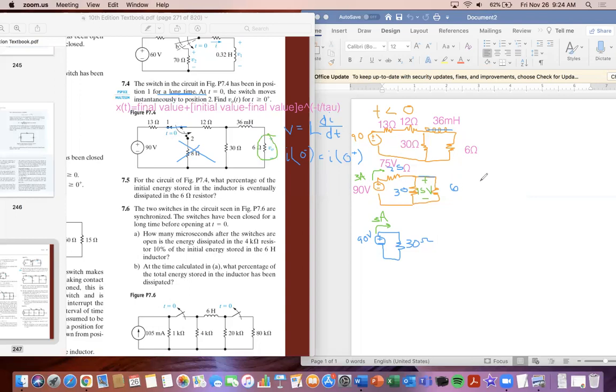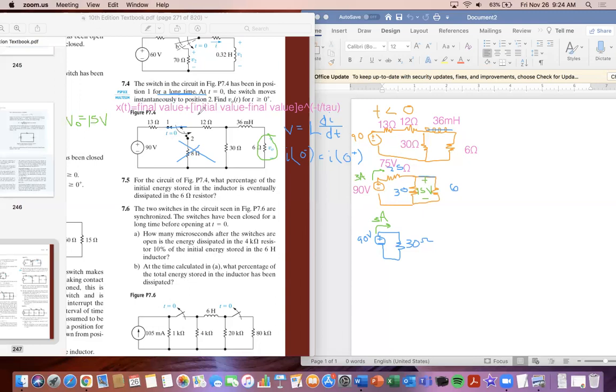Let's see. If it's 15 volts right then, we know the current, the change in current. Okay, so we know right here it's going to be 15 volts initially. I'm going to put here V of 0, the original, is going to be 15 volts across that 6 ohm resistor. Now we have to find the final value here.